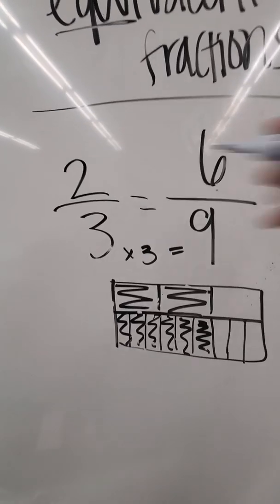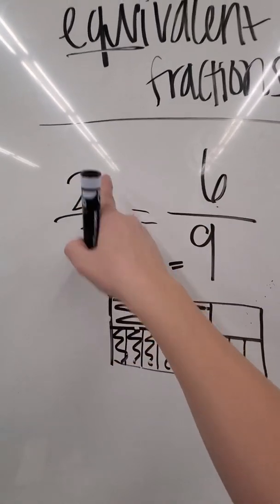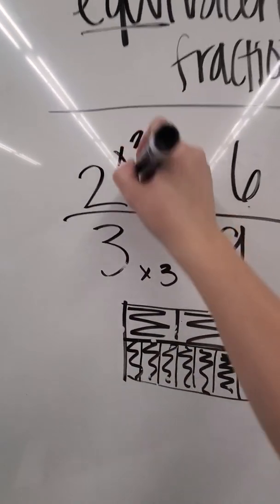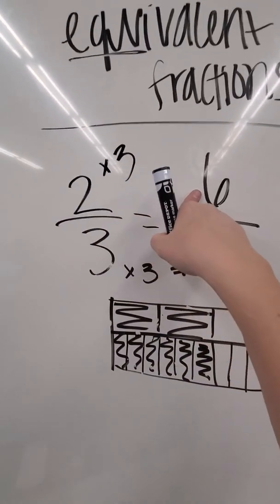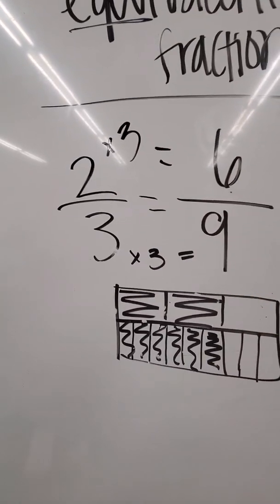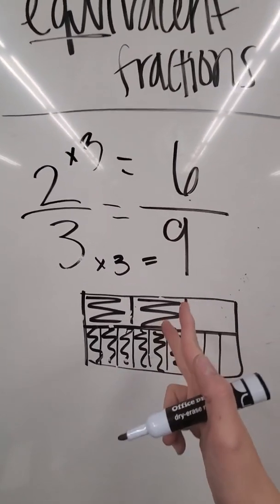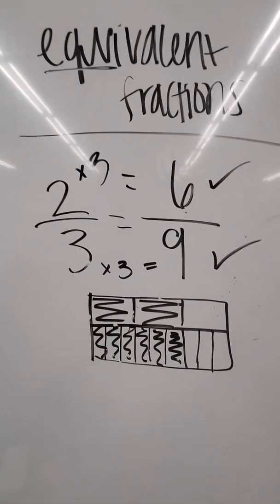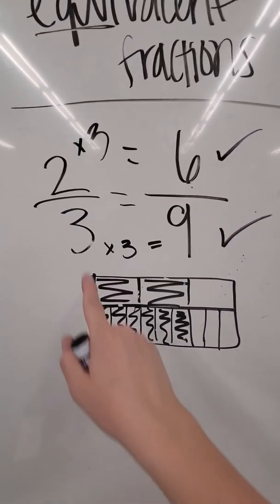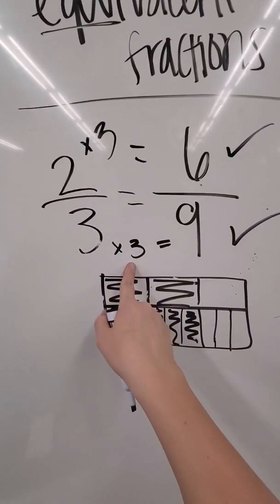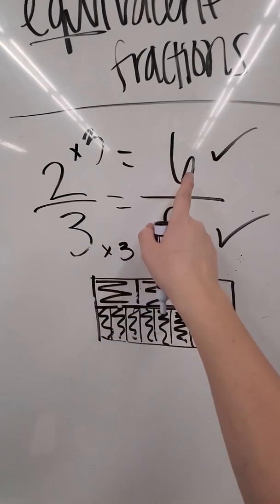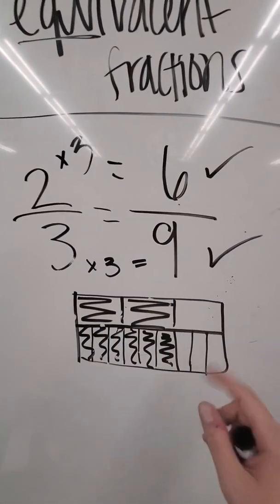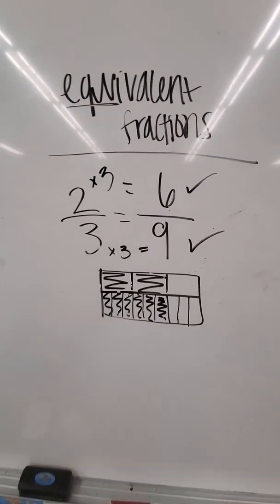So I should be able to do the same thing to my numerator as I did to my denominator. So since I multiplied by 3, let me multiply by 3 up here. 2 times 3, does it equal 6? 2, 4, 6. Yep. So I know that 2/3 is equivalent to 6 ninths. If I'm able to multiply the numerator and denominator by the same number, and I'm able to get an equivalent fraction, then we know that is for sure the correct answer.